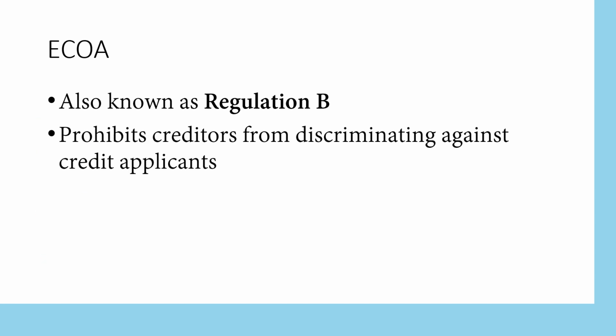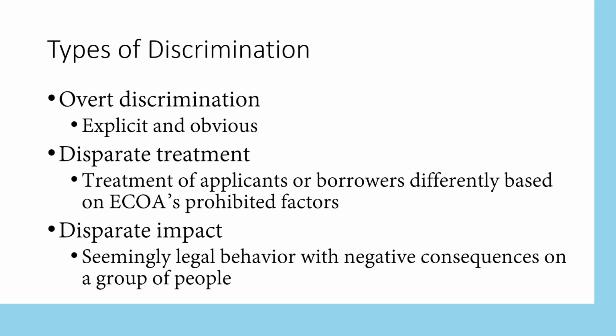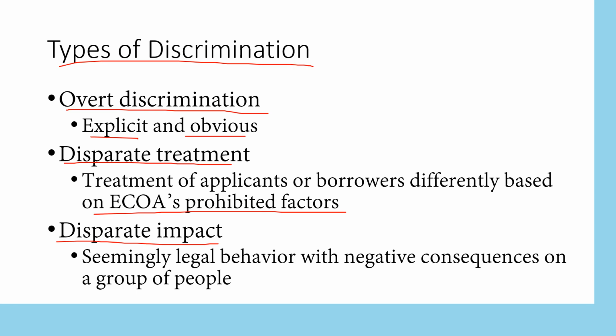What you should know is that ECOA is also known as Regulation B, and it prohibits creditors from discriminating against credit applicants. There are 3 types of discrimination that you should know under ECOA. Overt discrimination, which is explicit and obvious. Disparate treatment, which is treatment of applicants or borrowers differently based on ECOA's prohibited factors. And disparate impact, which is seemingly legal behavior with negative consequences on a group of people.